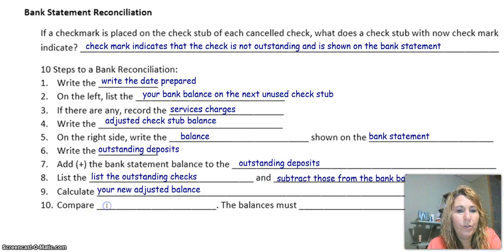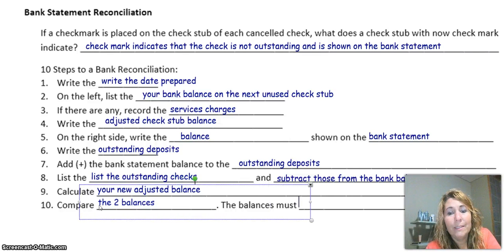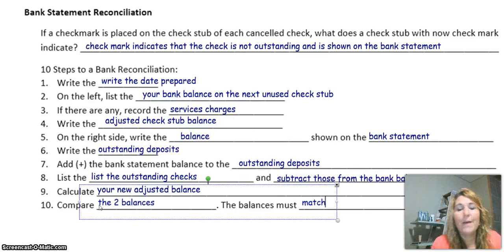Okay, and you're going to compare the two balances. This is important. The balances must match. If your balances don't match, then there is a mistake made somewhere. It could be just a mistake on your bank reconciliation form, or it could be a mistake that you made in your check register.